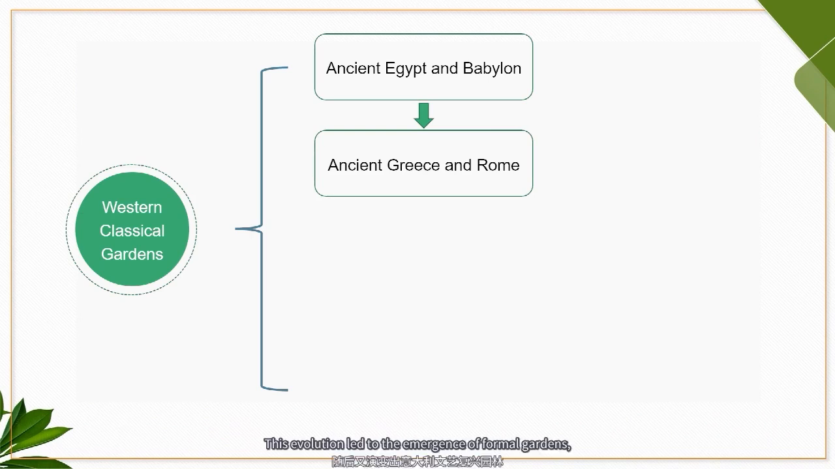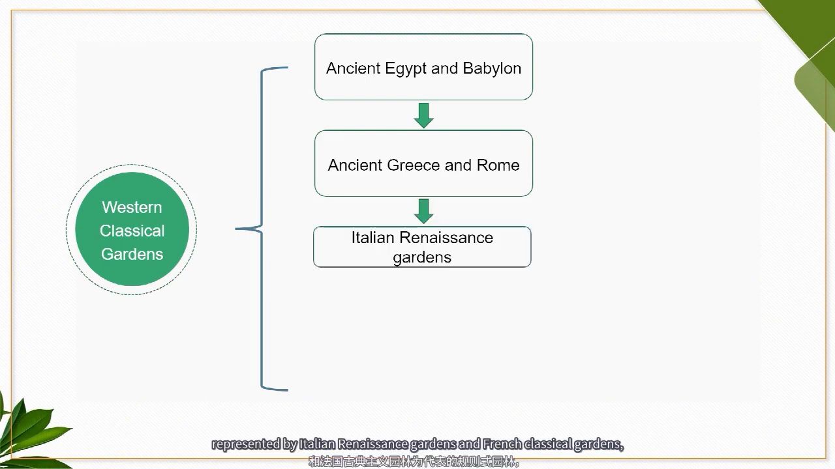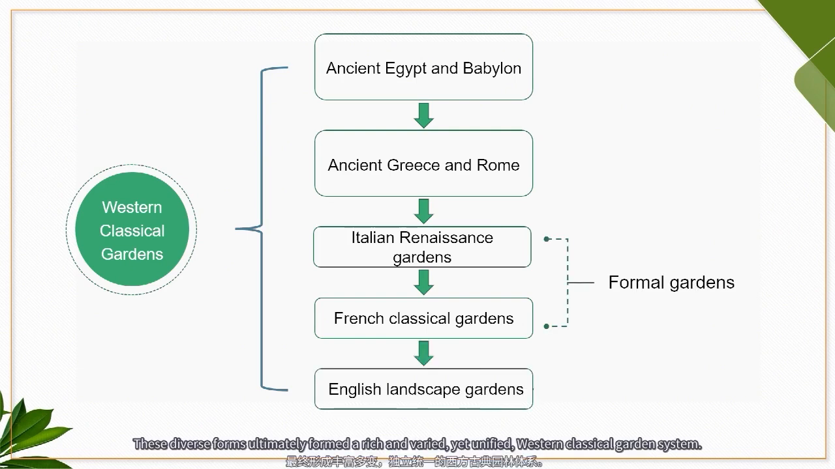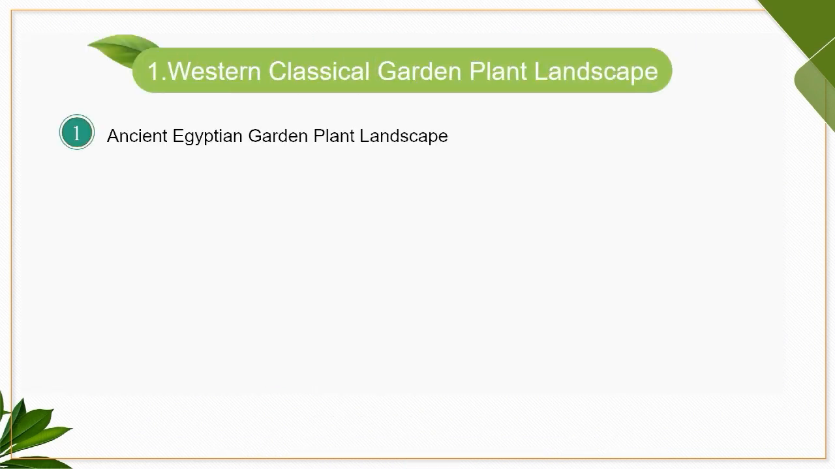This evolution led to the emergence of formal gardens, represented by Italian Renaissance gardens and French classical gardens, as well as informal gardens exemplified by English landscape gardens. These diverse forms ultimately formed a rich and varied, yet unified, Western classical garden system. Let's first look at the plant landscape of ancient Egypt.